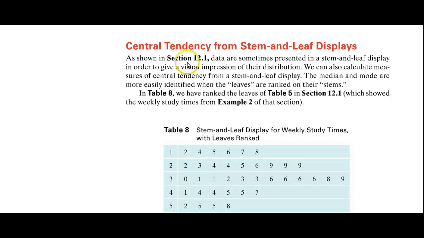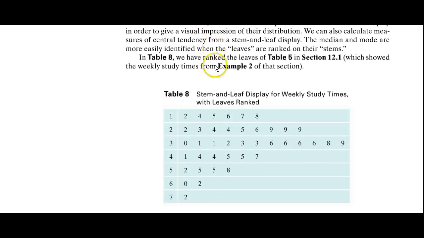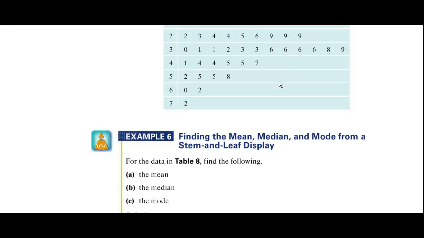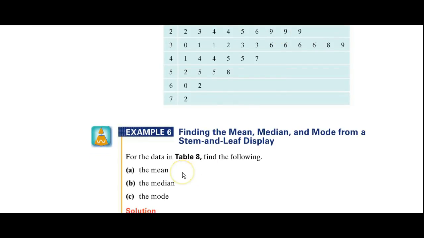And they give this in, again, section 12.1 we didn't do, but you can organize your data into a table and then study and see if statistically something is supported or can help you understand. And for example 6, they want us to look at this data and then find the mean, the median, and the mode.